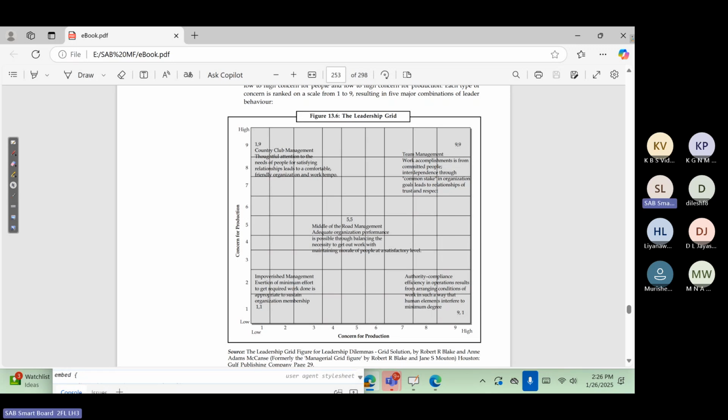This is team leadership, which is one part of the democratic style. This is country club leadership, which is also part of democratic leadership. Middle of the road management is also part of democratic. This is task orientation, autocratic. This is laissez-faire, the genuine style, delegation. That's how these 5 can be related to the 3 in the Iowa studies.